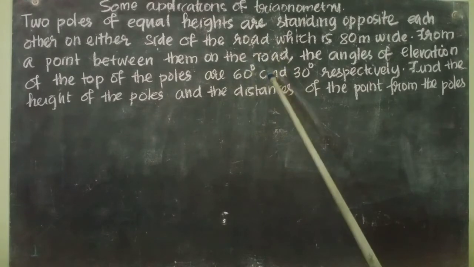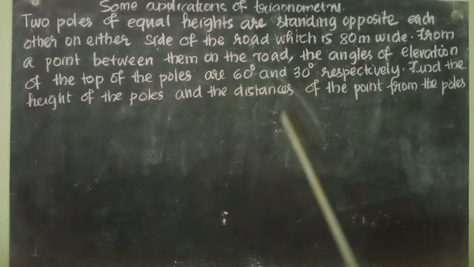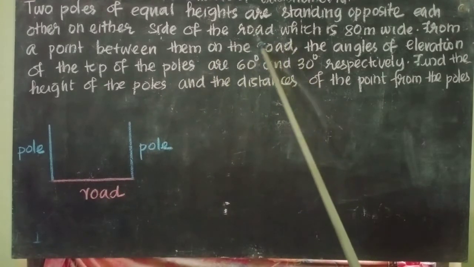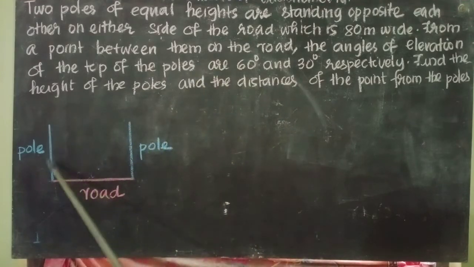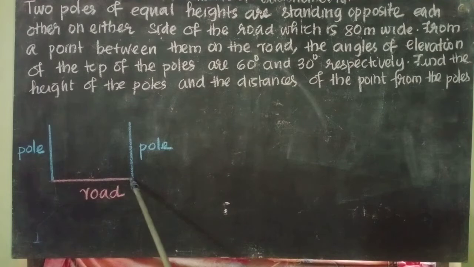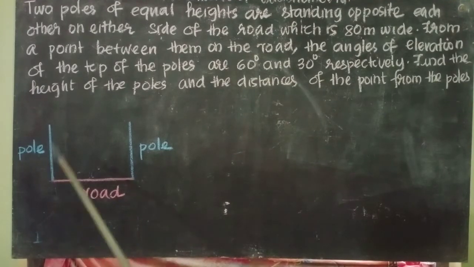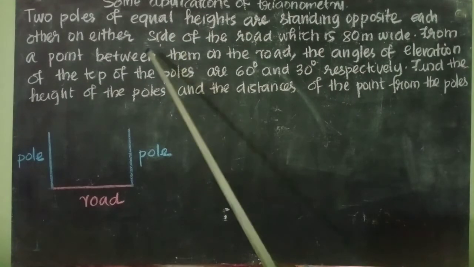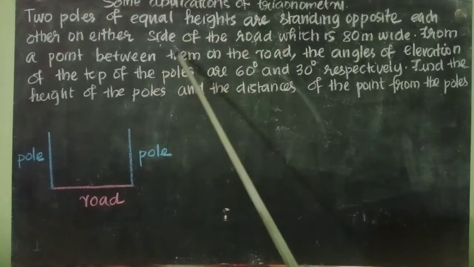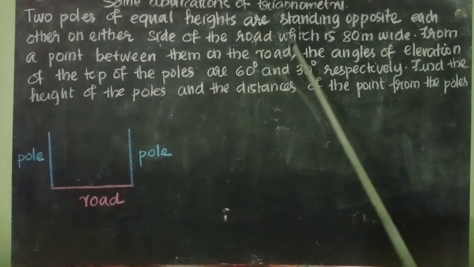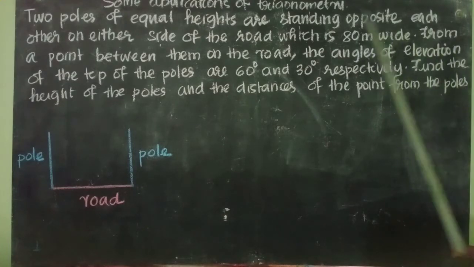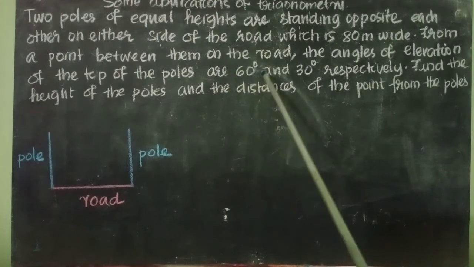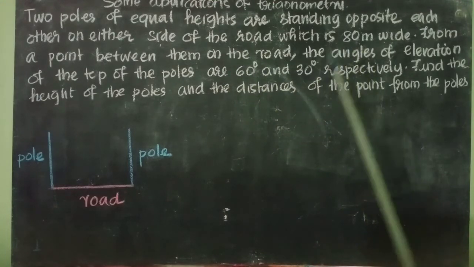So, first let us draw a figure based on this information. There is a road with 80 meter width and there are two poles on either side of the road. The poles have equal height. Then it is given from a point between them on the road, the angles of elevation of the top of the poles are 60 degree and 30 degree respectively.